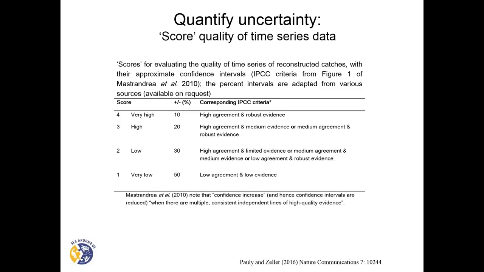The way we do that is we borrow a methodology from the Intergovernmental Panel on Climate Change, where we assign scores of reliability, of how much we trust the data that was used to derive the unreported time series. You note here we go from very low trust in data to very high. Note that there's no medium score, because that would be the easy way out. If you don't really know, then you just say medium. It's very uninformative. So you actually have to make a decision.